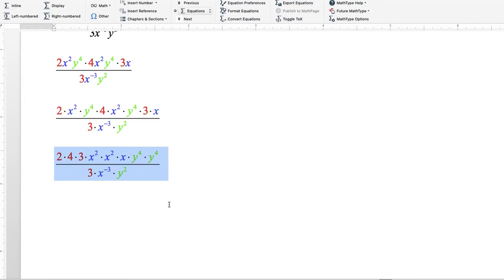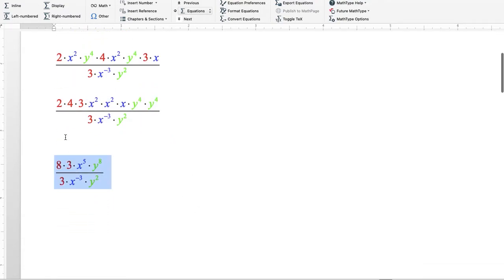Now we're going to start applying our multiplication and our properties of exponents. I've got 2 times 4, that's 8. I am not going to multiply by the 3 because I see I have a 3 in the numerator, I have a 3 in the denominator. Well, my x squared, x, we can combine those together. Y to the fourth, we can combine those together. This is the product of a product property of exponents.